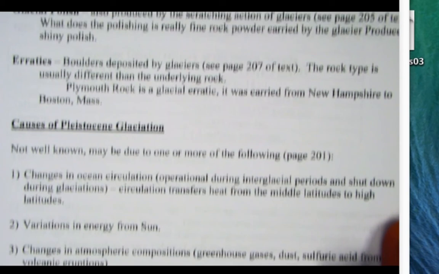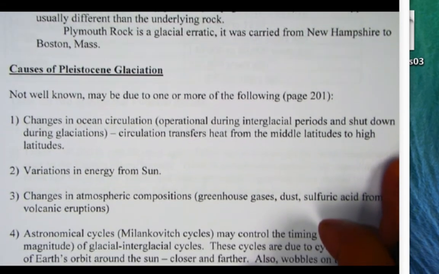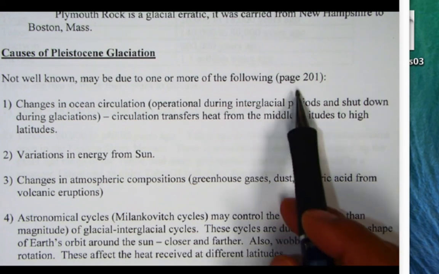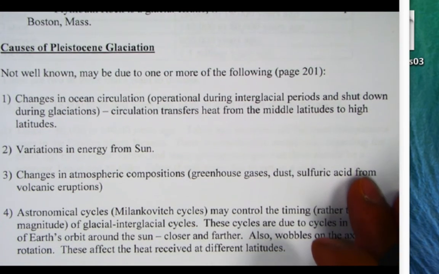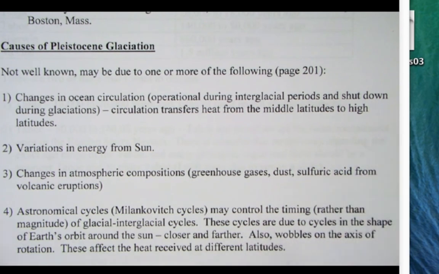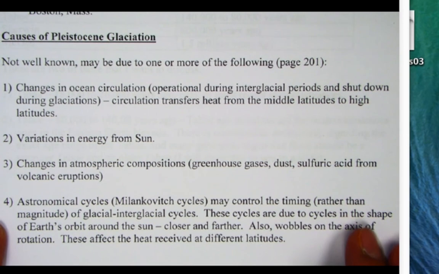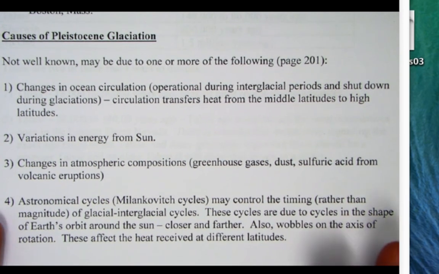Now, before we talk about the different glaciations in the Sierra Nevada, there's a section in your book here that talks about what may have caused the ice ages. And so there's a number of ideas. The most recent one is this last one, these astronomical cycles. And it seems that Earth orbits the sun, and the way Earth orbits the sun changes on periods of about 40,000 years.